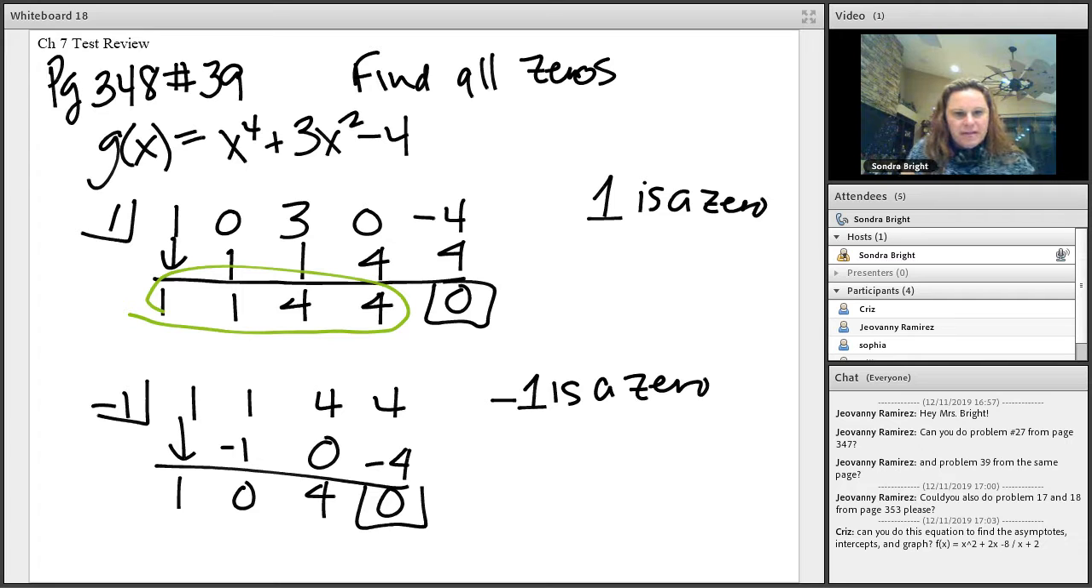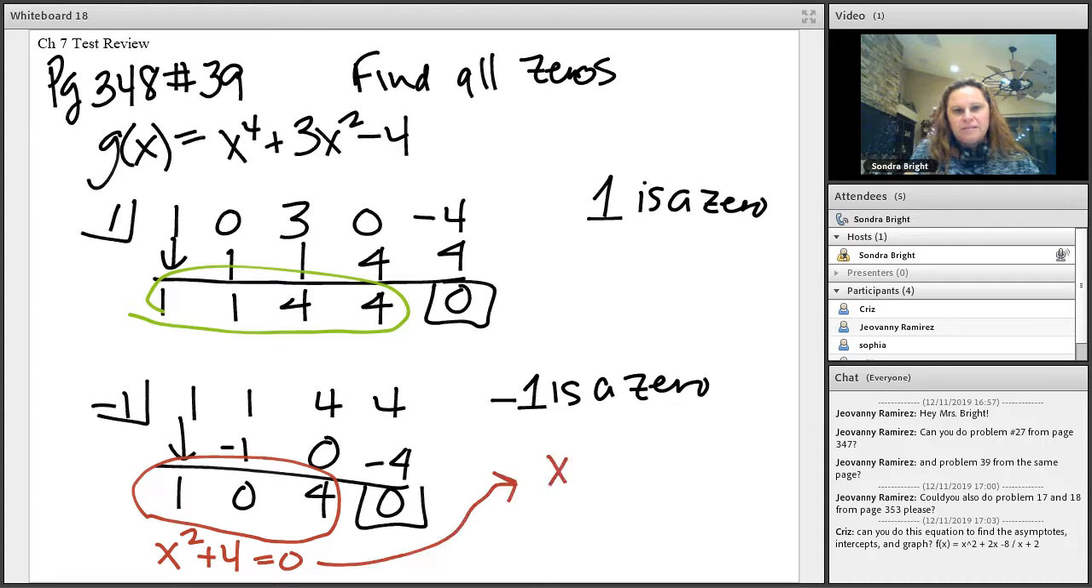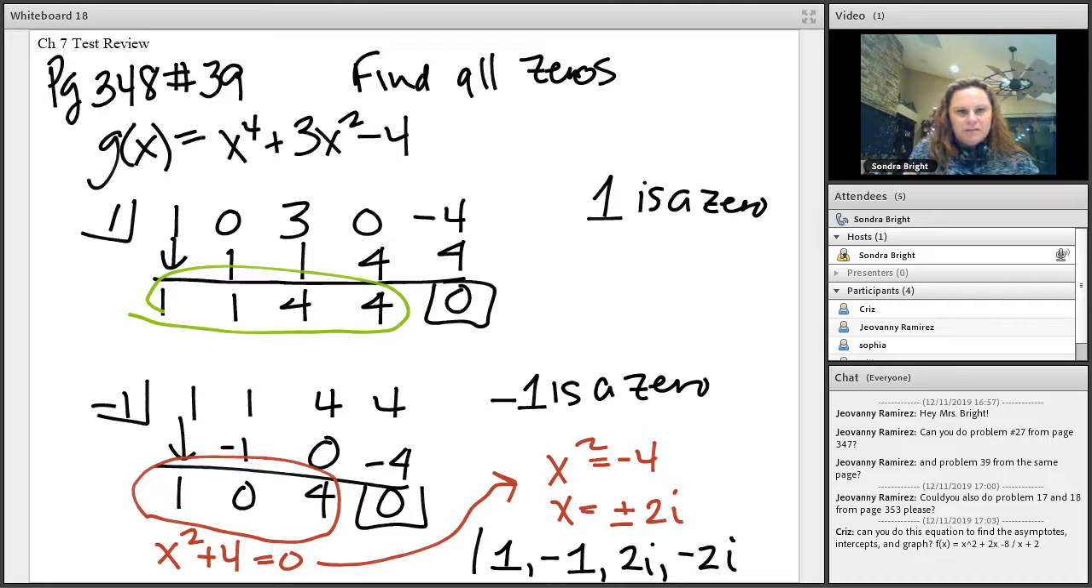And then what you do is use this depressed equation. This guy right here is x squared plus 4, and you set it equal to 0 and solve for that. You'll have x squared equals negative 4, which means x is equal to plus or minus 2i. And so your zeros are 1, negative 1, 2i, and negative 2i. That's 4 of them, so that's all of them.